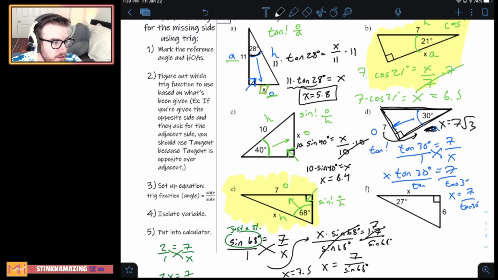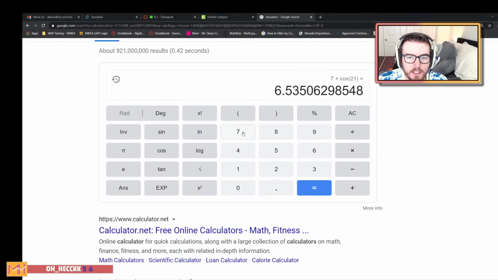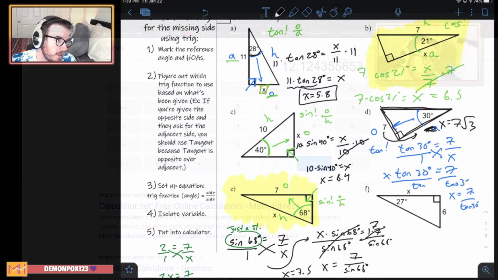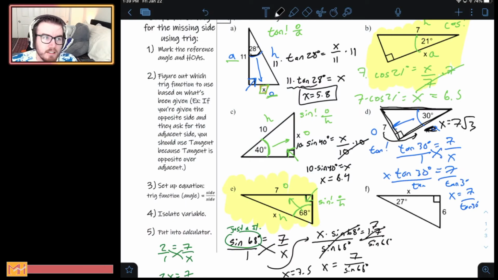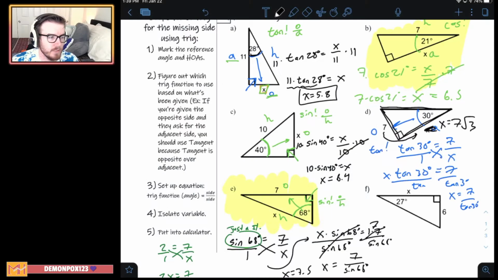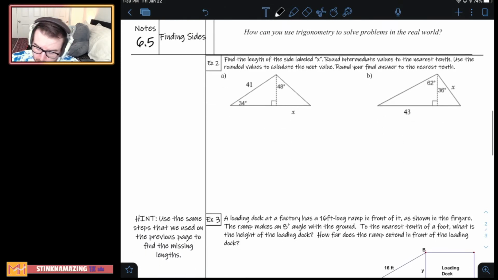Are you ready to have your mind blown? Let's plug in 7 root 3 into a calculator. 7 times the square root of 3. There's a decimal answer. When I plug in 7 divided by tangent of 30, which is what I did when I did the work by hand, boom. Same thing. I hope you're impressed. All right, let's keep it going.